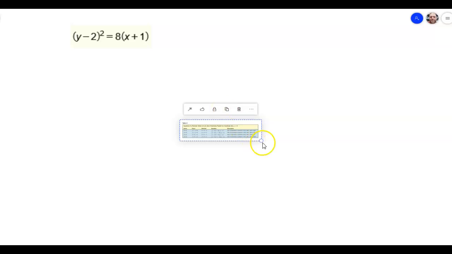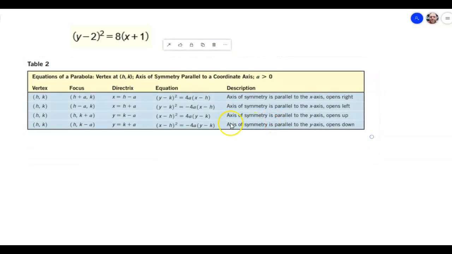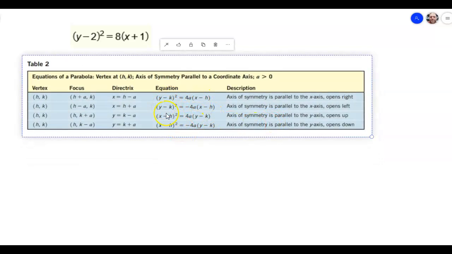First, I'm going to copy over the table from page 659 in the text, which gives me the four equations I'll use for a parabola depending on a few different factors. Notice in the top two, the y is getting squared, and that means it's opening left or right. Depending on the sign of the term outside the parentheses, if it's positive it opens right, and if it's negative it opens left.